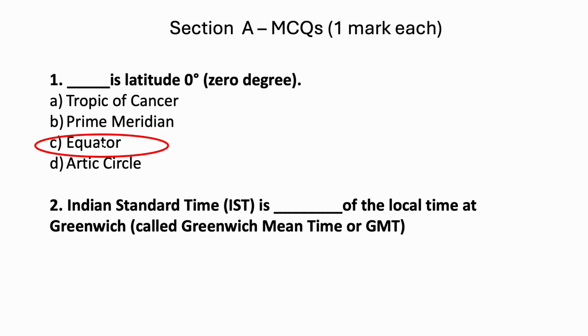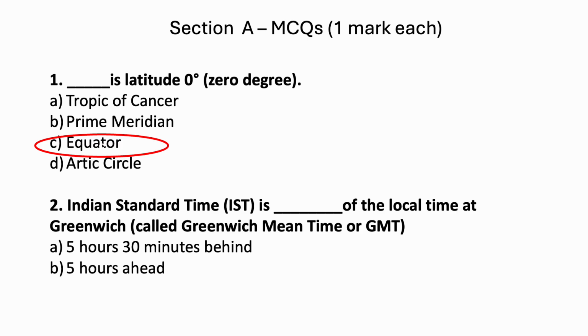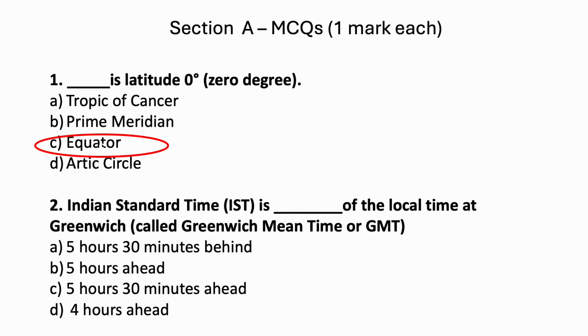Next one, Indian Standard Time or IST is dash of the local time at Greenwich, called Greenwich Mean Time or GMT. Options are 5 hours 30 minutes behind, 5 hours ahead, 5 hours 30 minutes ahead, 4 hours ahead. So, Indian Standard Time or IST is 5 hours 30 minutes ahead of the local time at Greenwich.